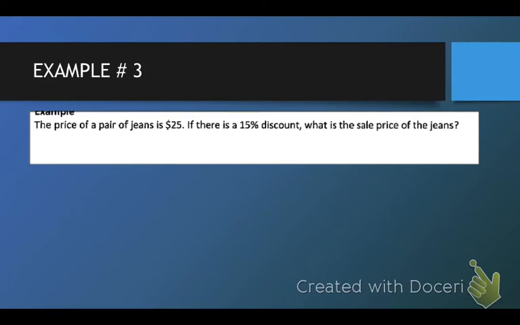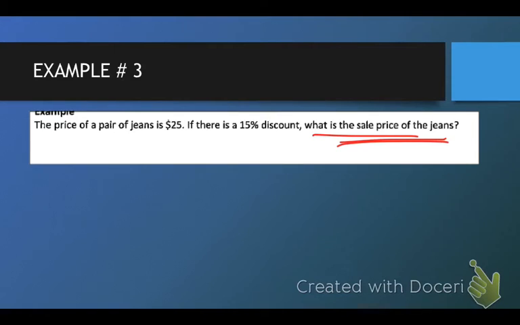All right, we also have another example. This is on the back side of your page. It says the price of a pair of jeans is $25. If there is a 15% discount, what is the sale price? The sale price does not mean how much the discount is worth. It means what is the final price. So we still need to do the same steps, but we only need one answer.